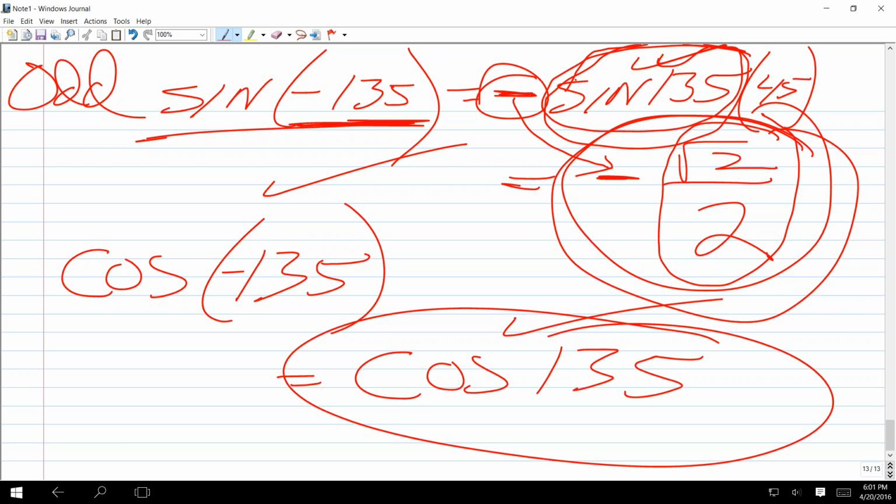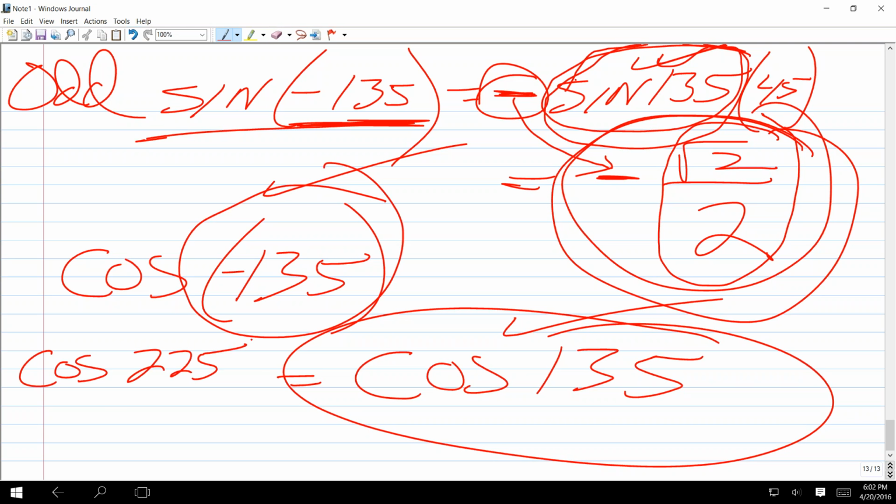Only because it's the easiest thing to do, as opposed to turning that into the positive 225. In other words, that's the same as the cosine of 225, and that is definitely a third quadrant angle. It's just more work to do it this way. To take this temporary step here is less work, once you immediately put it in a positive angle.